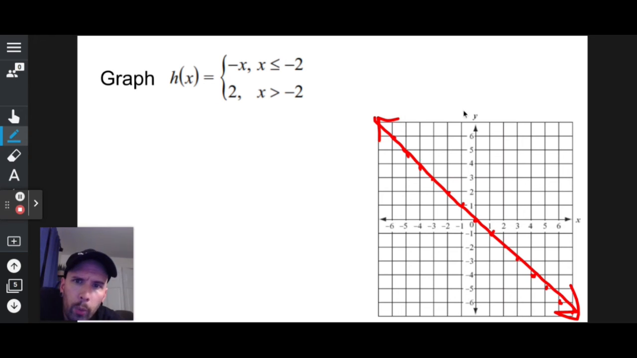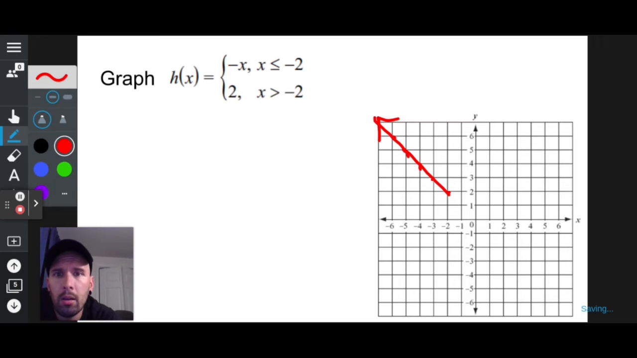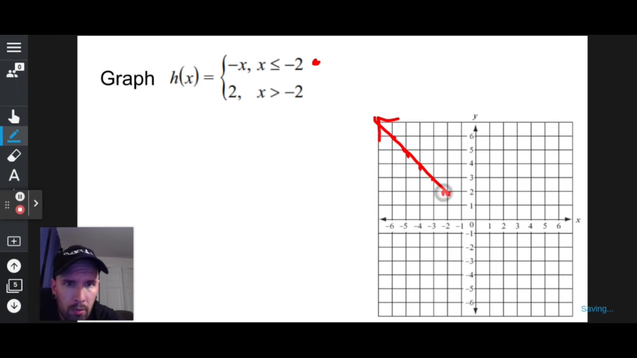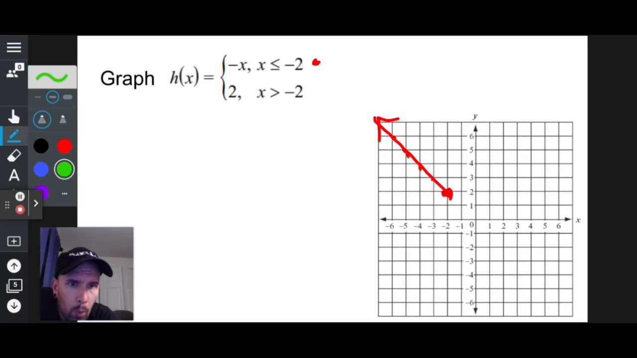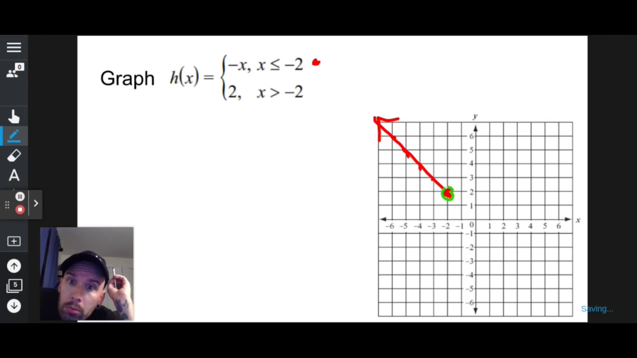I only care, though, about the stuff to the left of negative 2 and including it. So there's negative 2 right there. I only care about the stuff to the left of it, which means you're gone. There you go. 2, which actually is right there, but I'm not going to include 2, and it's a horizontal line.